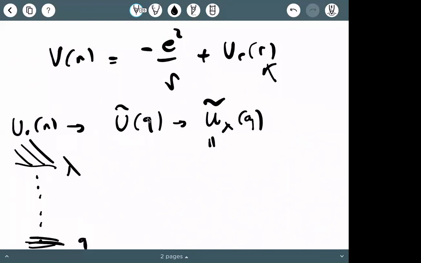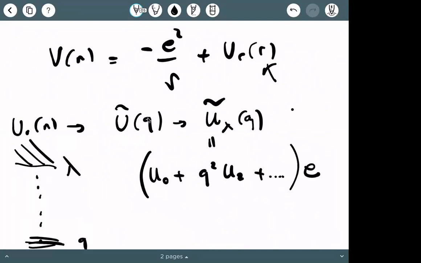So what do I do? I Taylor expand it. I have a zero coefficient. I have a second order coefficient. I'm going to tell you why I don't have a linear coefficient. And then I put a cutoff. So first of all, this is the Taylor expansion of U tilde of Q. And this is the regularization.